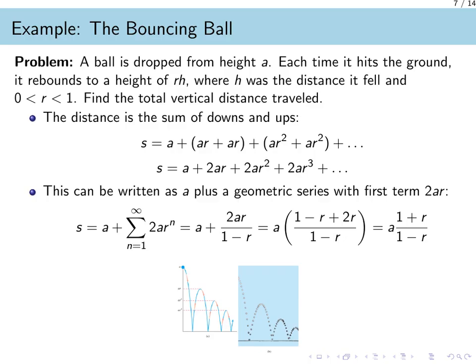Because r is less than 1, this series converges to a finite sum. By adding the initial drop to the sum of this series, we can find the total distance traveled. The final result is that the total distance, s, equals a times the fraction 1 plus r over 1 minus r.